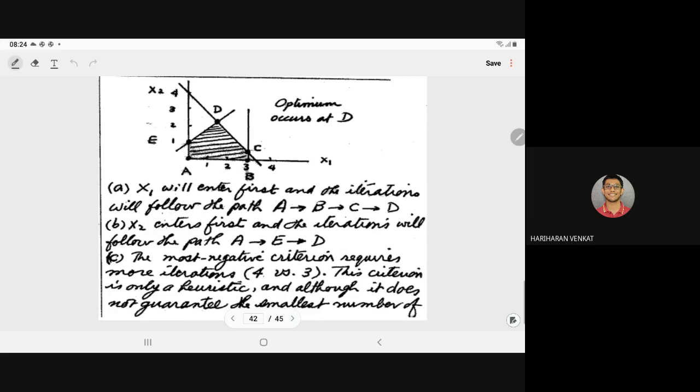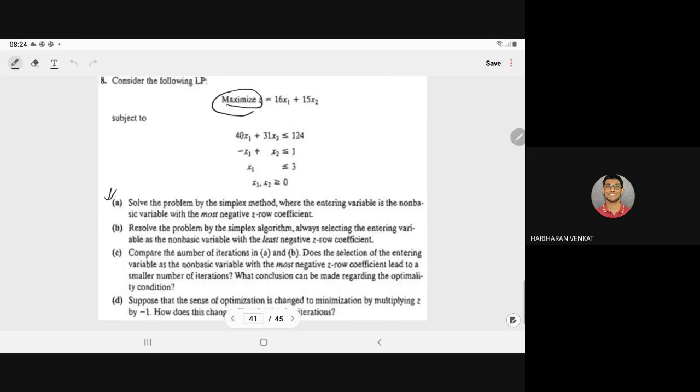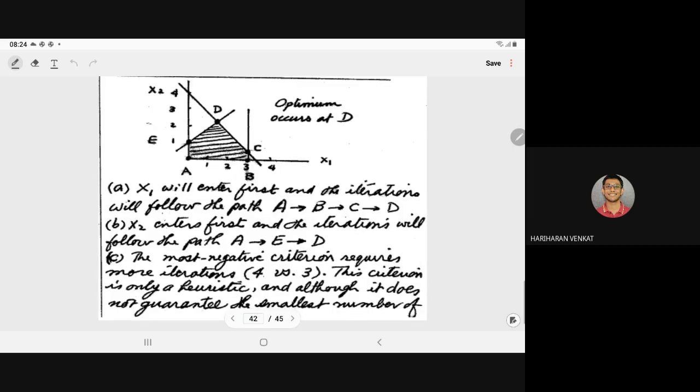So here the z row will become z minus 16x1 minus 15x2. So the most negative is what? Minus 16. So when x1 enters, you start from A, you proceed to B, then to C, then to D. So in the case of the most negative, the sequence is A, B, C, D.